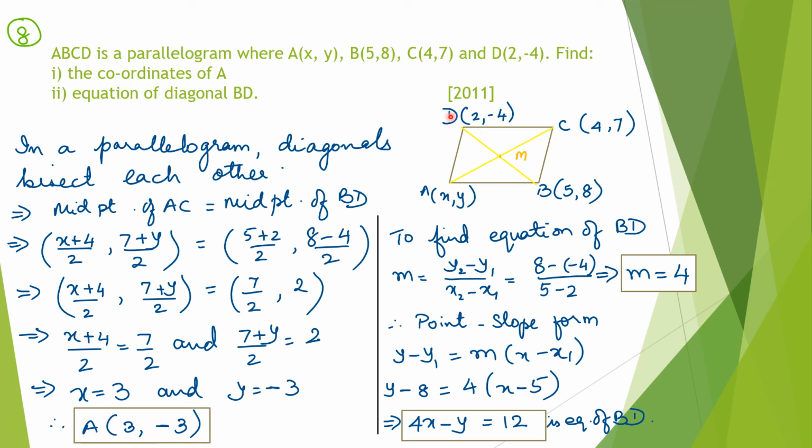Now you want to find the equation of BD. Simple, again we have done this several times. You will just find the slope by using this formula, and I get m is equal to 4. And then you will use the point and slope form, that is y minus y1 is equal to m into x minus x1, and that will be the equation of BD.